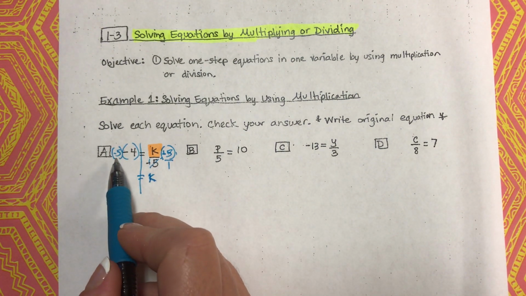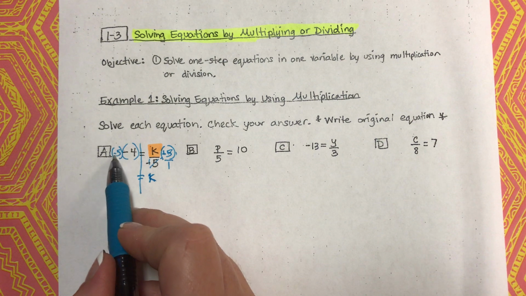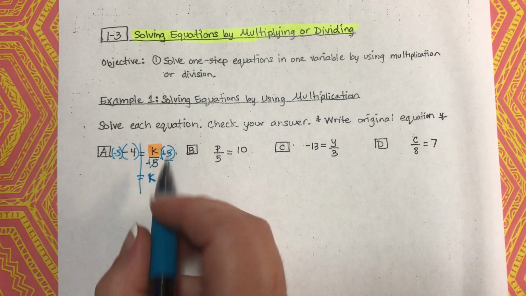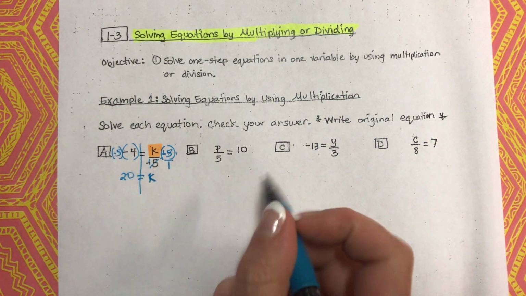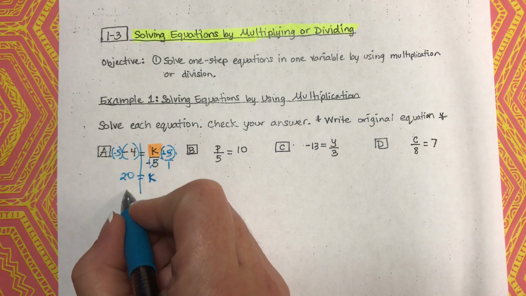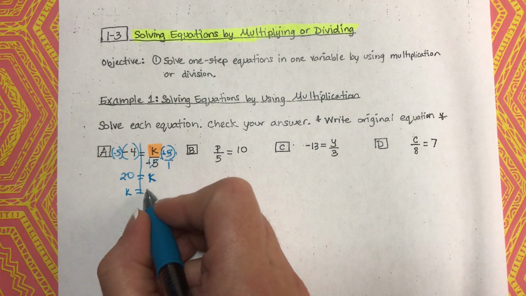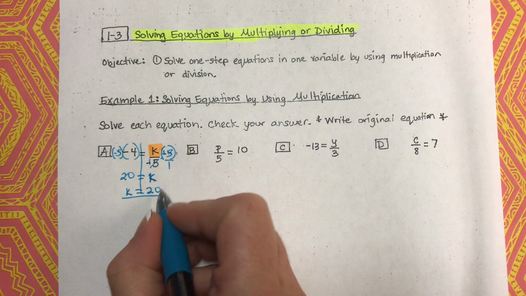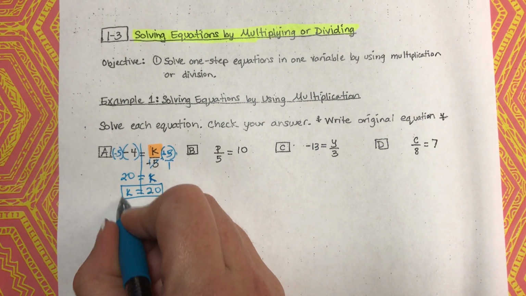Now over here, we just need to go -5 times -4. A negative times a negative is a positive. 5 times 4 is 20. And then the k is over here on the right side. I always like to write the k on the left side, and it's okay to switch that because that's called the symmetric property of equality.